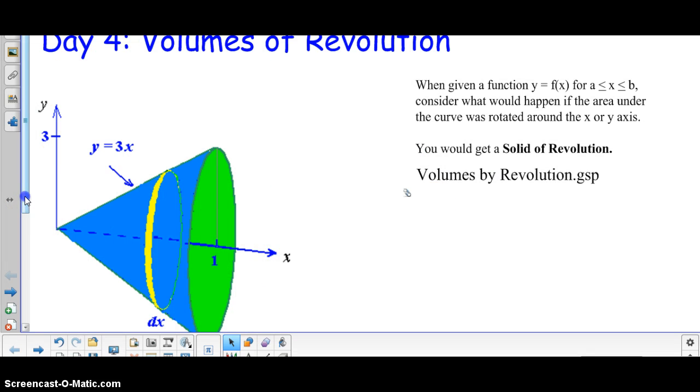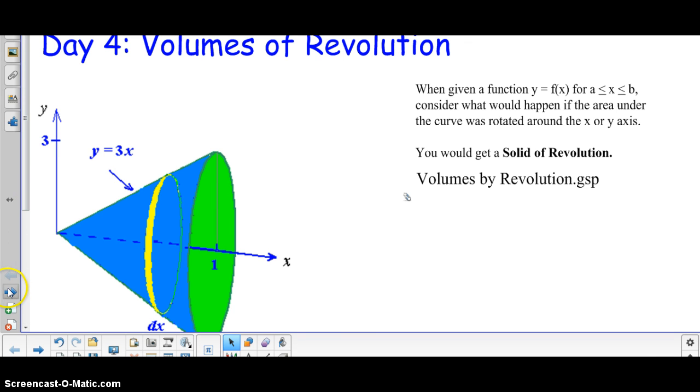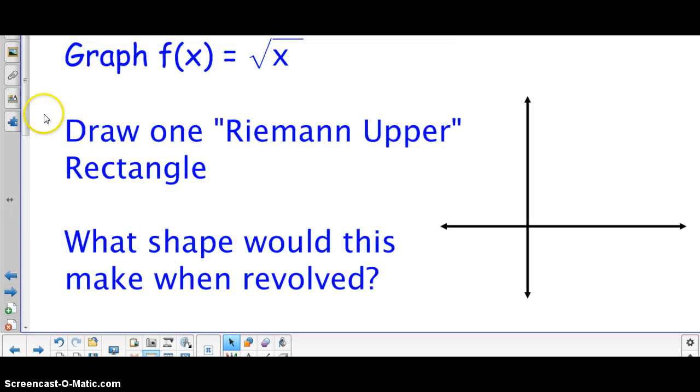So in our picture here, we were looking at y equals 3x as our function, rotating around the x-axis. In this graph, we again have our function, the square root of x. I want you to pause the video, and go ahead and draw one Riemann upper rectangle on your graph of the function square root of x. Then I want you to think about what shape this would make when revolved. Think about some of the items that you just saw.